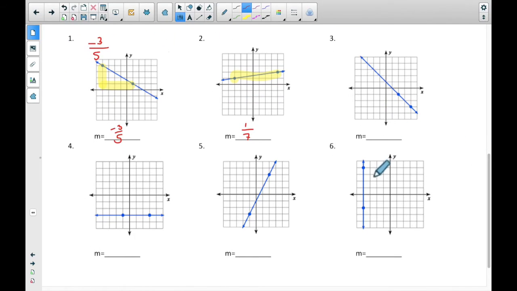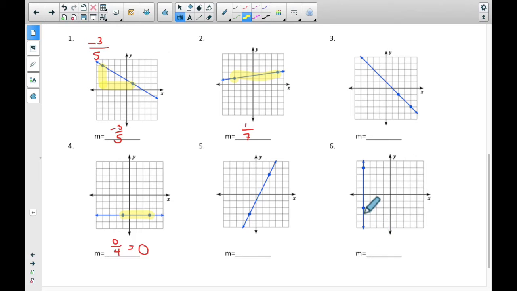Okay, remember I said we don't have to do every single one, so I'm going to skip this one for now. I'm going to go on to number 4, because number 4 is kind of tricky. If we think about rise over run, well, it doesn't have a rise. The rise is actually 0, and the run is 1, 2, 3, 4. And that's a fraction that we can reduce, and it does reduce down to 0.